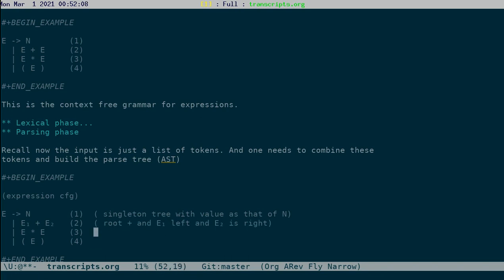Okay. Similarly, this rule can be associated with a tree building rule, which builds a tree with root star and E1 as the left and E2 as the right. Okay, so you can think of this as E1. And what about this? Well, bracketing does not change the meaning of the expression, so the tree is the same as E. The same tree as the RHS.